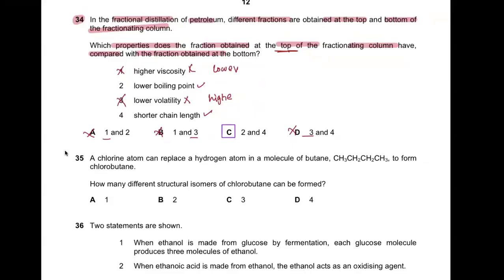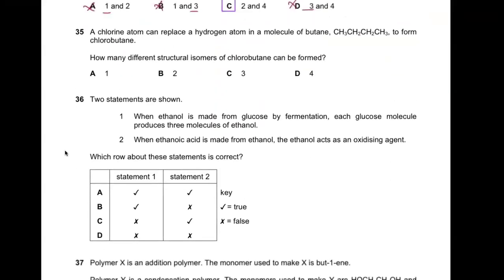Okay. Now MCQ number 35. A chlorine atom can replace a hydrogen atom in a molecule of butane to form a chlorobutane. How many different structures of chlorobutane can be formed? So it's really easy. The correct answer is 2.